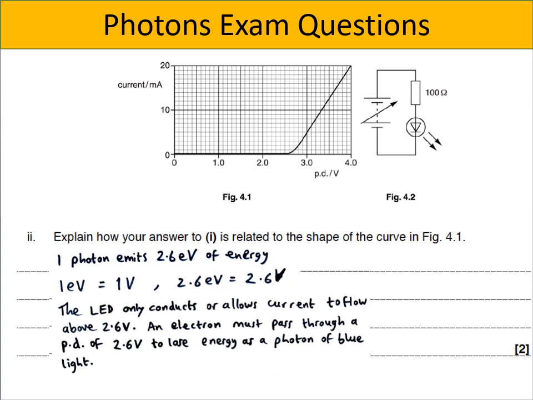Looking at that graph, we can see that that is approximately the point for V min, the point at which the current begins to flow through the circuit, or the point at which the LED will light up. So we can say that the LED only conducts or allows current to flow above 2.6 volts. An electron must pass through a potential difference of 2.6 volts to lose energy as a photon of blue light. That part there is worth 2 marks.